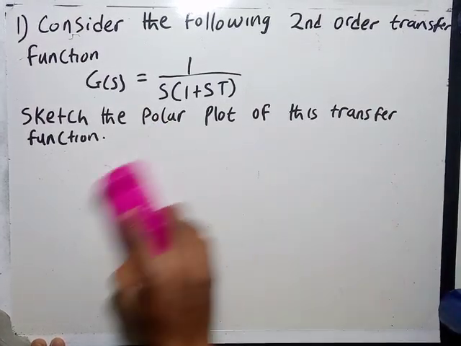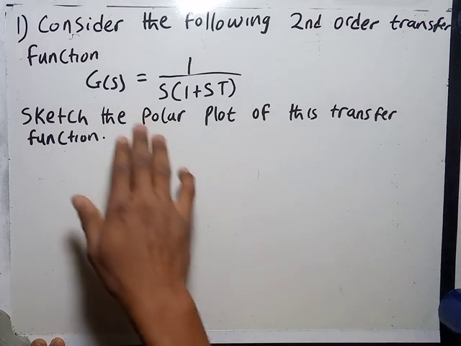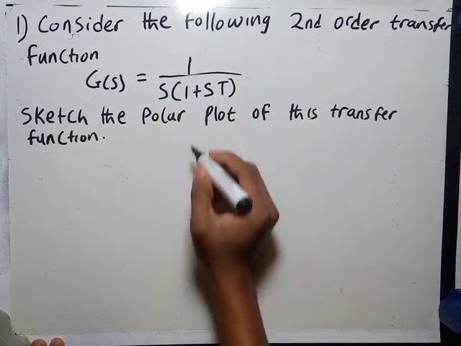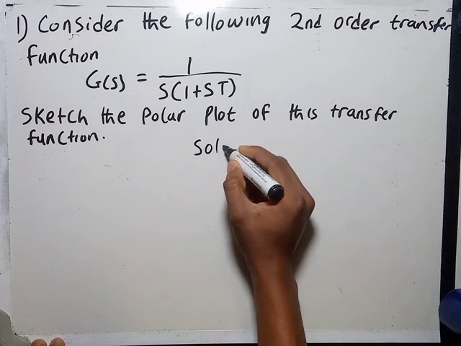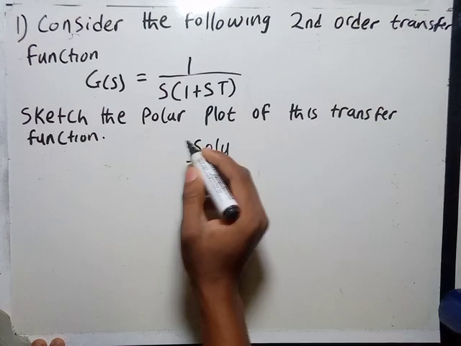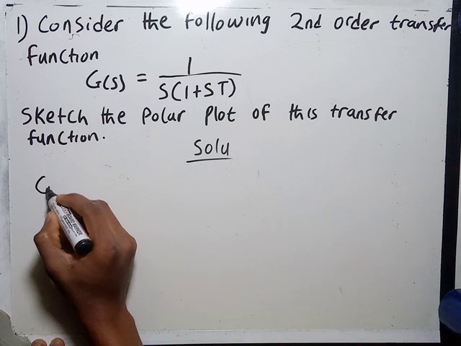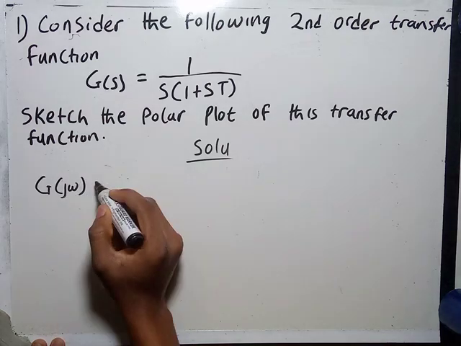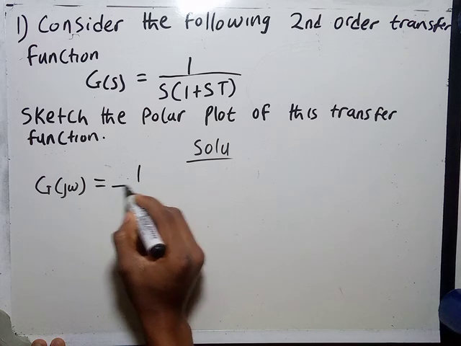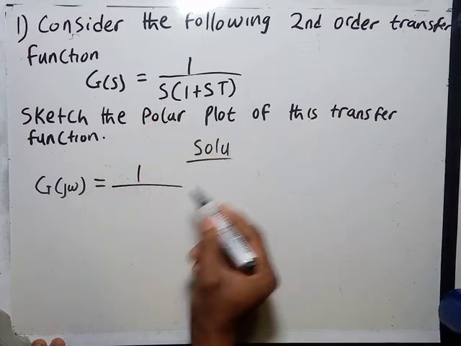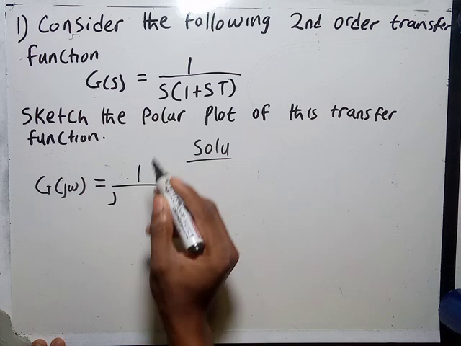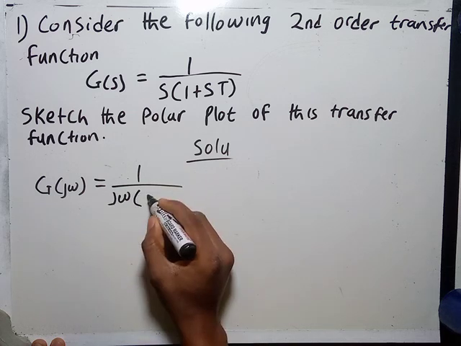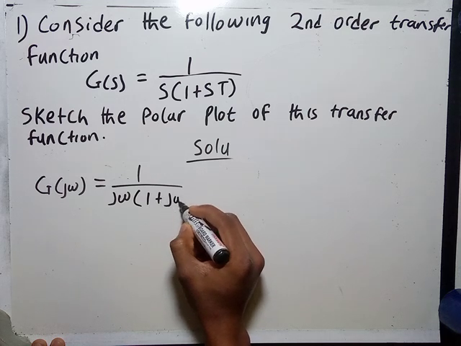transfer functions. Now our transfer function was given to us like this. Now we'll first convert it and change it to its frequency domain form. And when we do that, we have that G of jw is equal to 1 over, in place of where you see s, you replace it with jw. jw, brackets, 1 plus jwT.